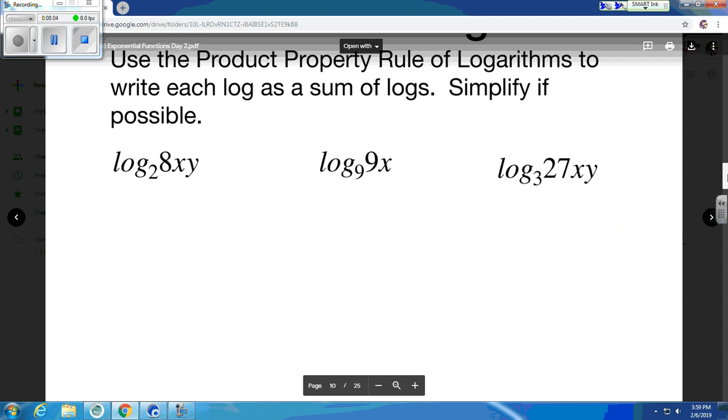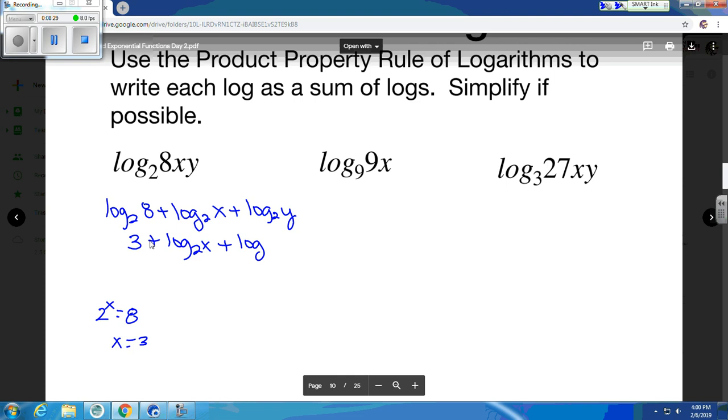Same types of problems, expanding. Log base 2 of 8xy will become log base 2 of 8 plus log base 2 of x plus log base 2 of y. 2 to what power gives me 8? 2 to the third power would give me 8. So log base 2 of 8 changes to a 3 plus log base 2 of x plus log base 2 of y.